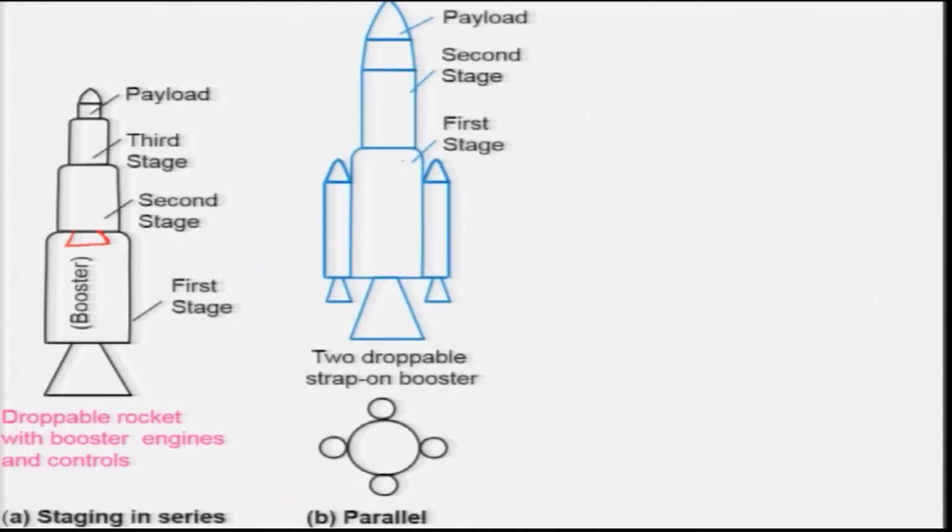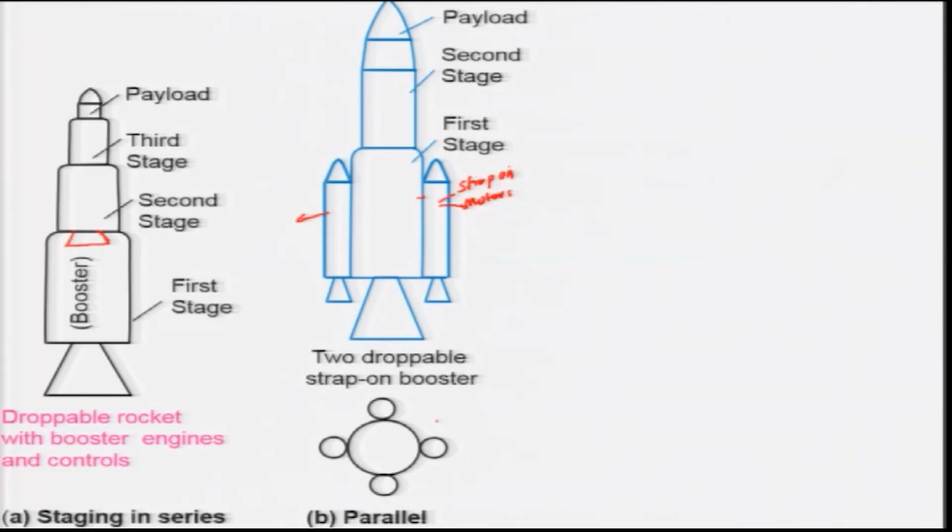If you look at this, it is again the tandem staging, and along with it there are maybe 2 or 4 strap-on motors, which are ignited in parallel. Once all the propellant in a strap-on motor is used up, it will be ejected out, and then the first stage will be running. Once the first stage is used up, it will be dropped, and the second stage can be initiated, and it goes on.